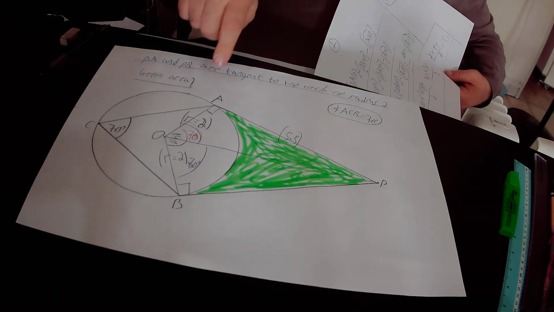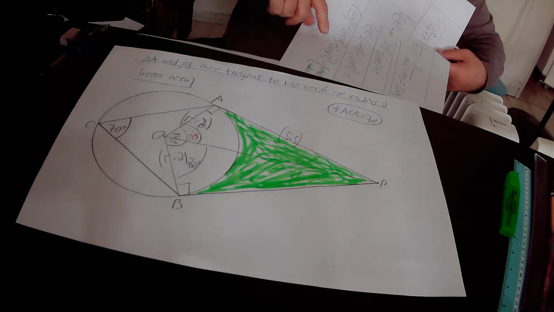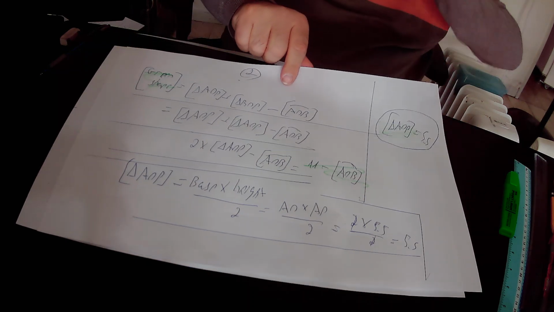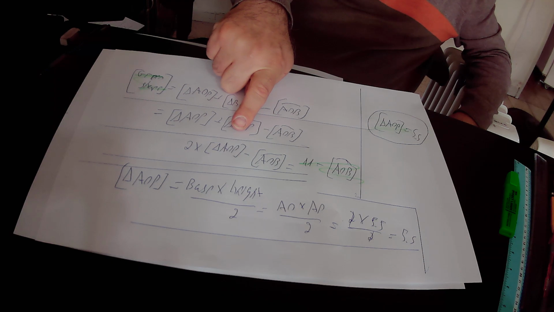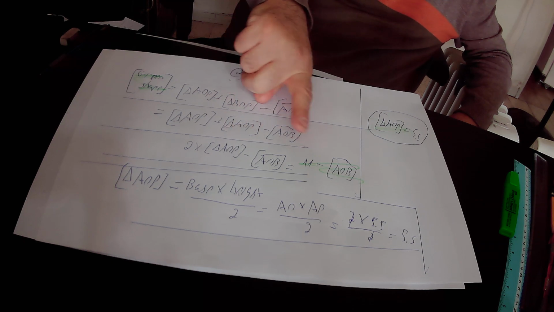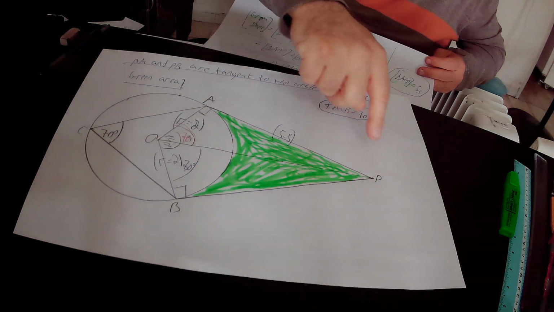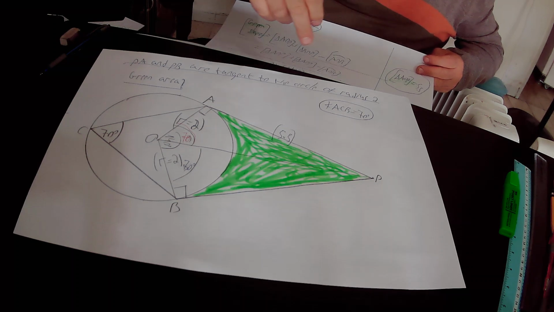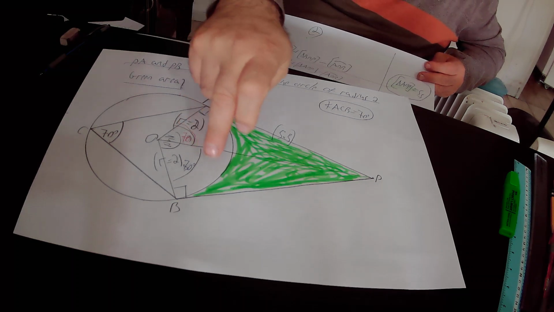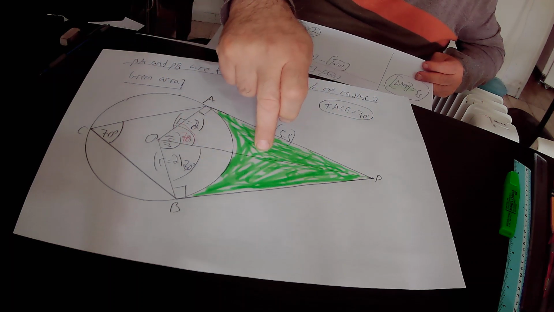So 2 times the area of this right triangle equals the area of quadrangle AOBP. 2 times the area of the right upper triangle AOP equals 2 times 5.5, that is 11. So in total, the area of this quadrangle AOBP equals 11 square units. So the area of quadrangle AOBP, that is 11, minus the area of this sector AOB, will give us exactly the area of this green shape.